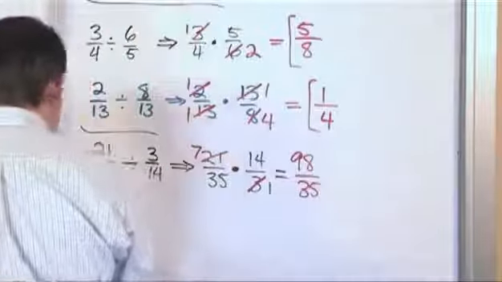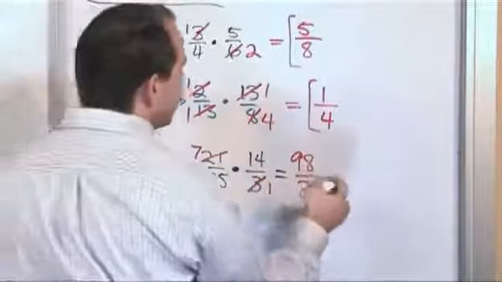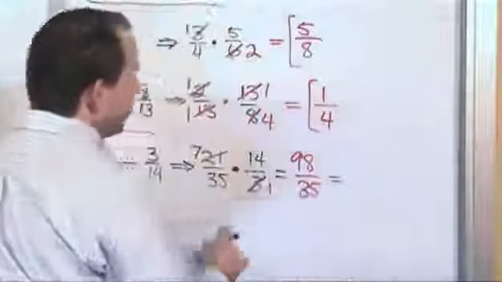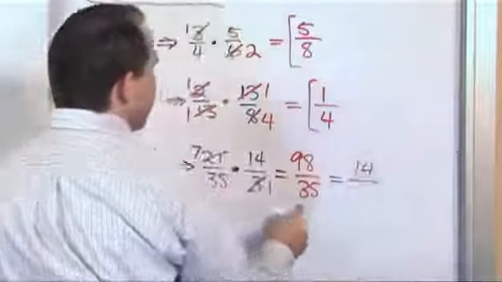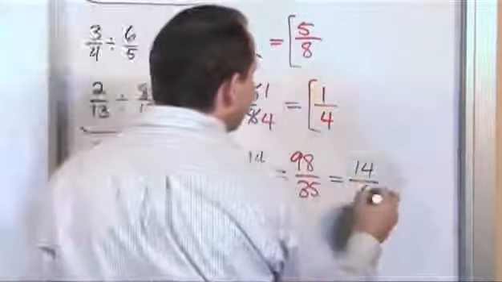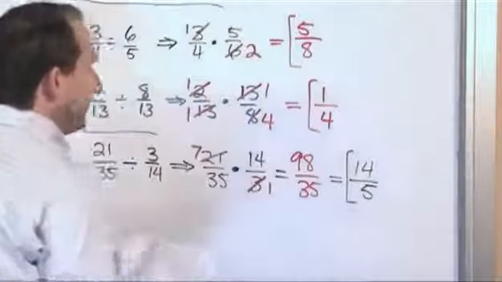And if you play around with that long enough, you'll realize that you can simplify it by dividing by 7, right? 98 divided by 7 is 14, and 35 divided by 7 is 5. So the answer is 14/5.